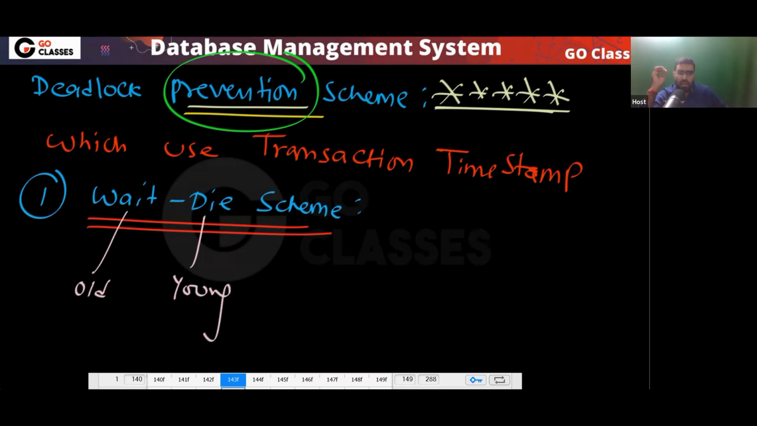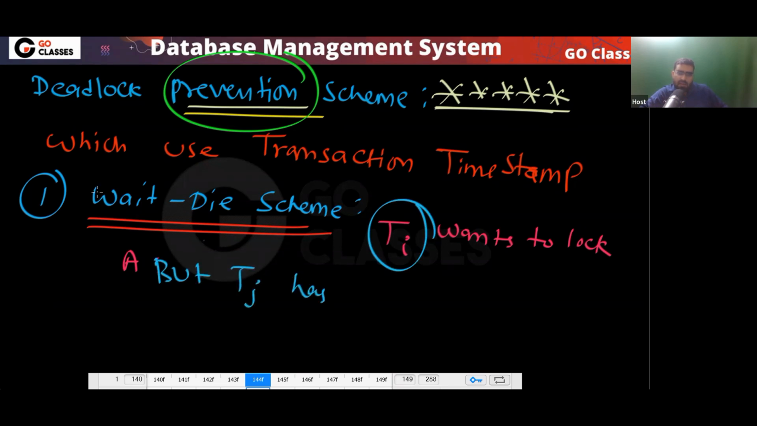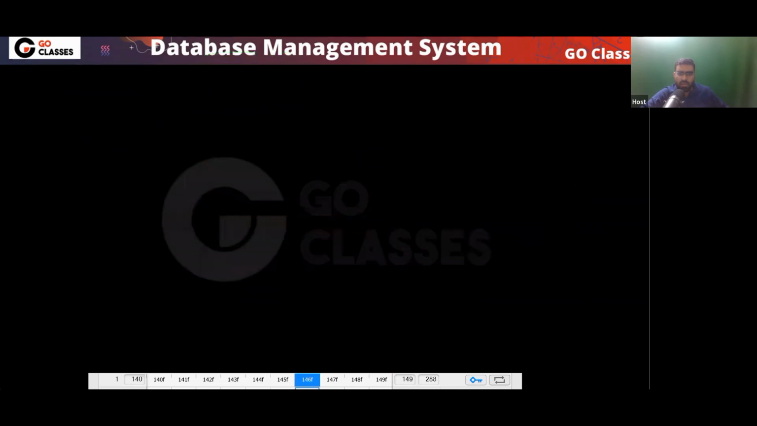Very simple. Now, what does this actually say? Let me assume this transaction Ti wants to access item A, or I can say wants to lock item A. This transaction Ti wants to lock item A, but Tj holds the lock on A. So there are two transactions: Ti wants to lock A and Tj holds the lock on A.